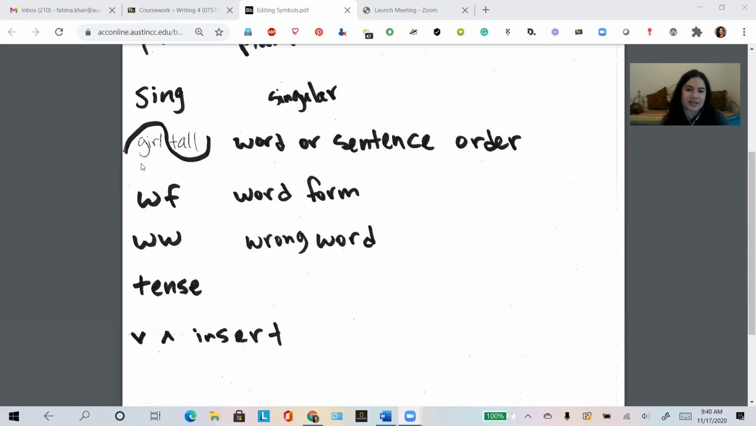And in this case, when I'm editing your essays using Google Docs, I just kind of give you the full sentence suggestion because there's no way to make a symbol like that.